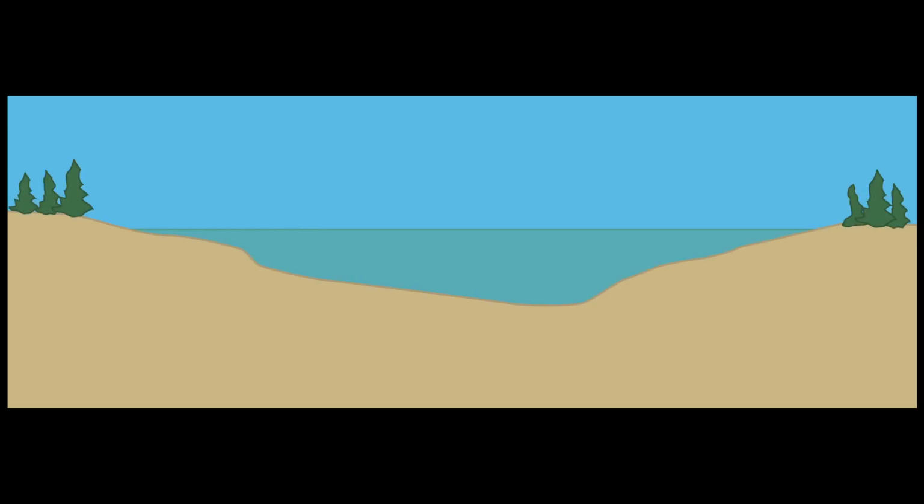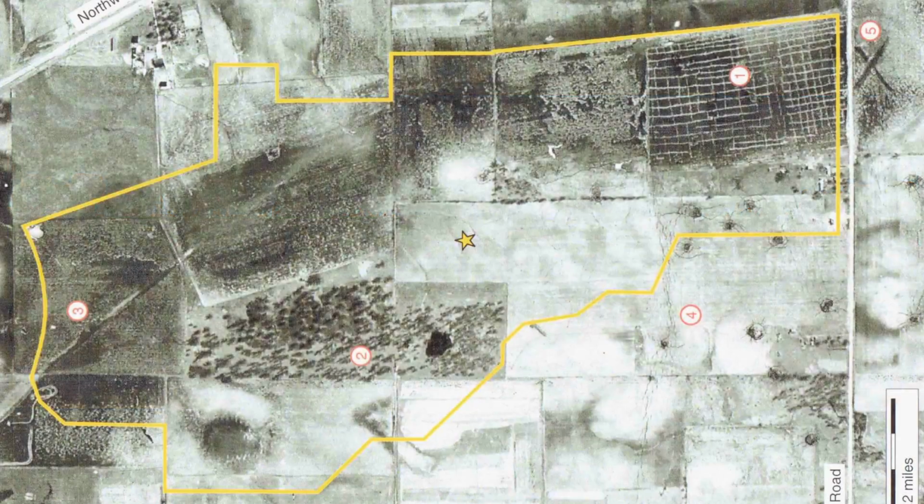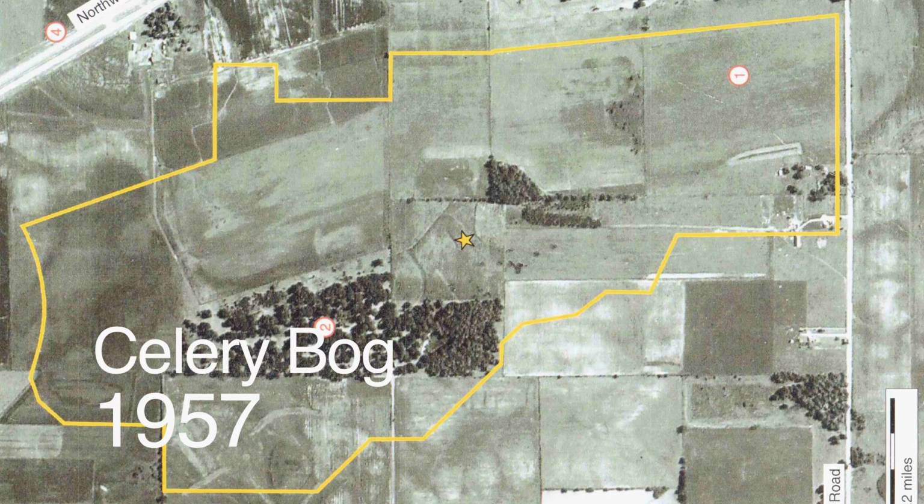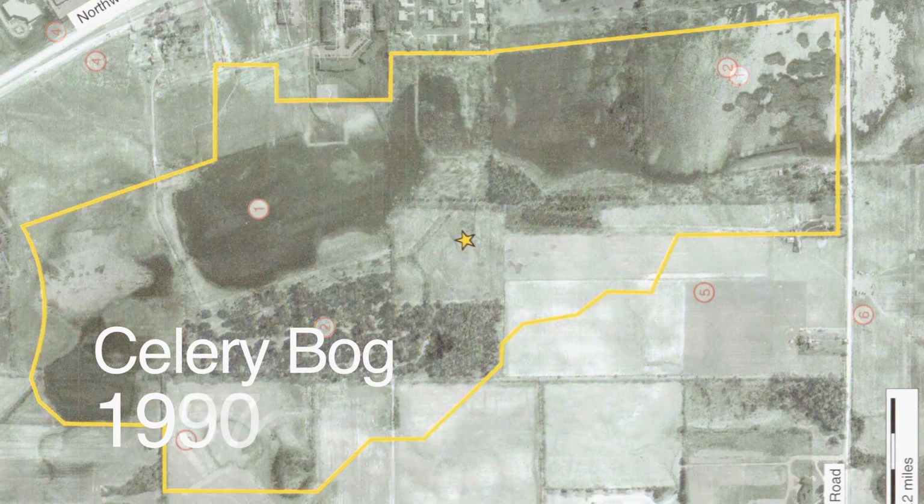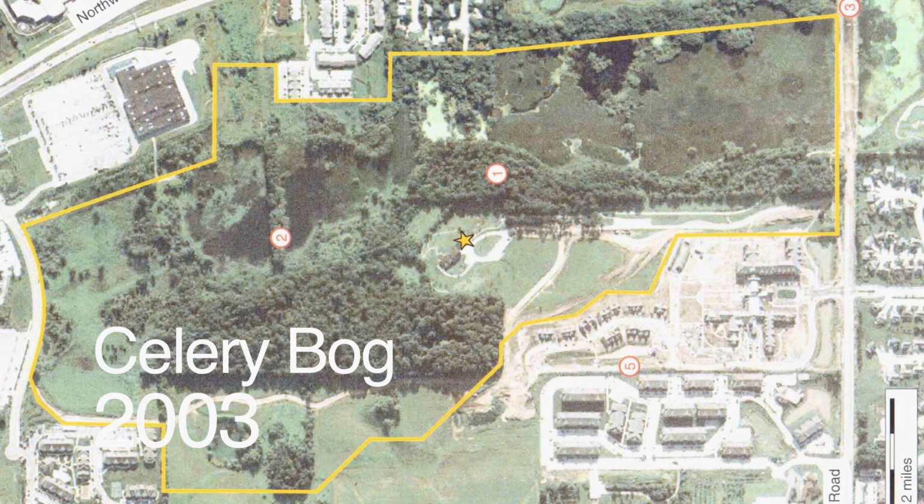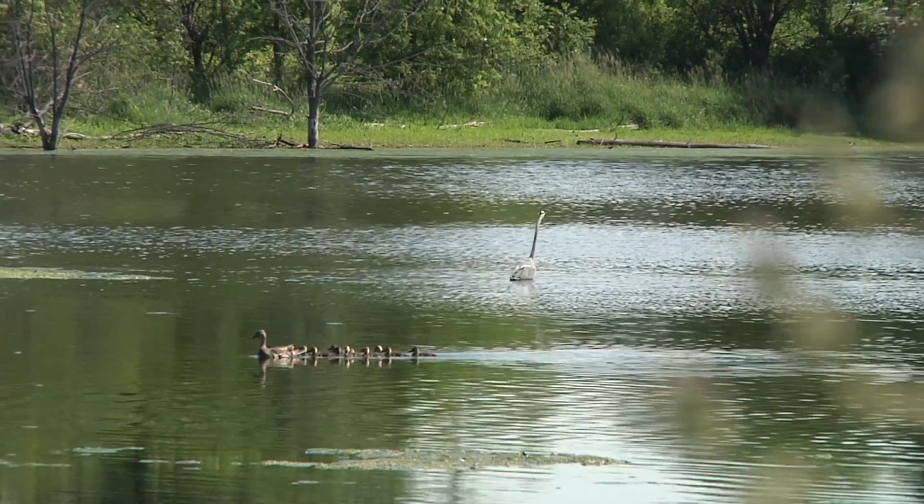last 100 years. In the 1920s, the Celery Bog was drained by Dutch immigrant farmers who grew vegetables and, yes, celery too. The Dutch built dams and a system of drainage tiles to keep their fields dry. But in the end, it proved too difficult to manage, and the water came back into the Celery Bog.